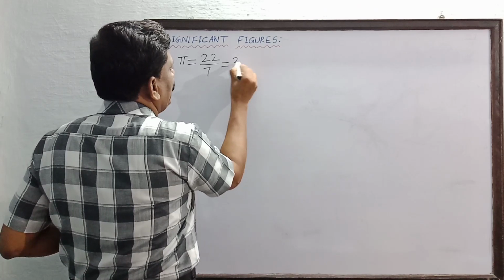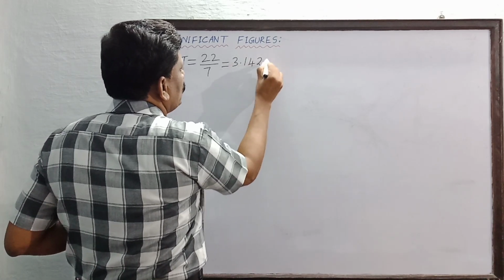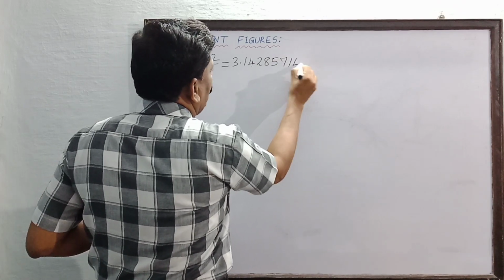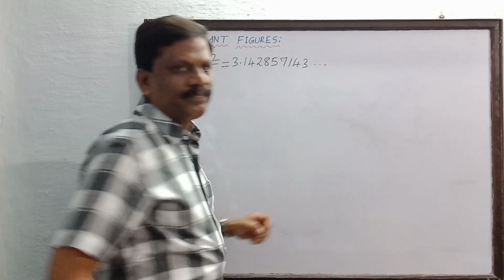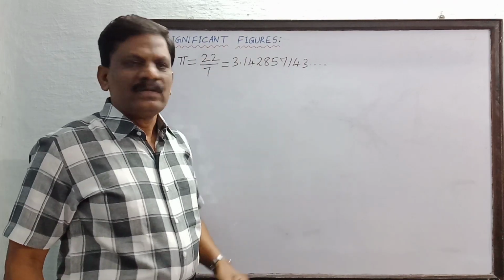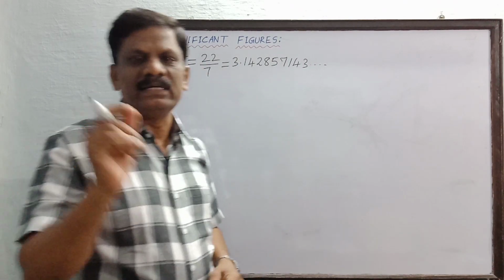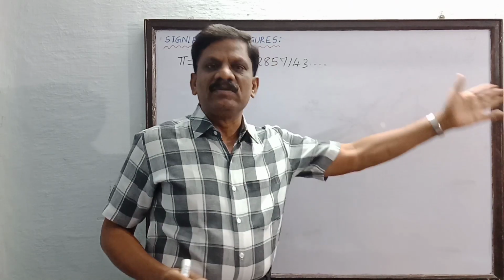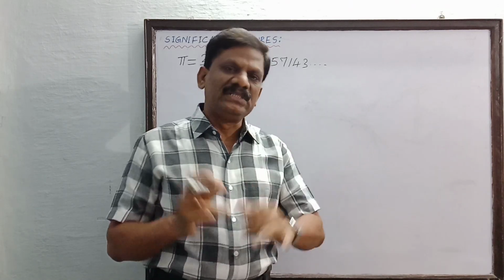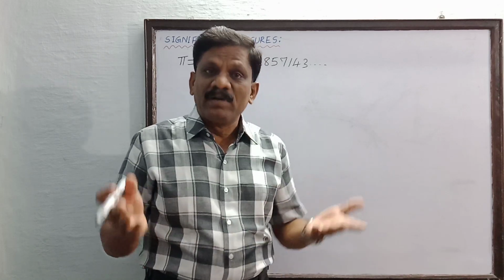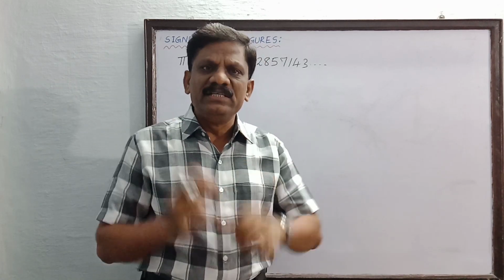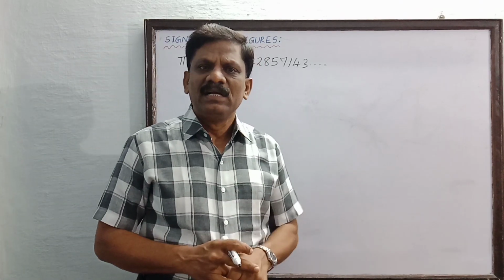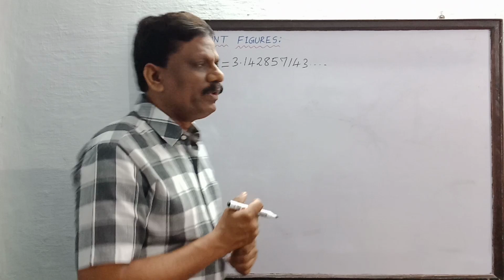It will be 3.142857 and 143, and it will be recurring. So many digits will be coming. If you try to divide this number with a pencil and a notebook, so many digits will be coming. But you ask a question to yourself: should we remember all the digits? Are all the digits following this decimal having any significance? No. So what do we assume?